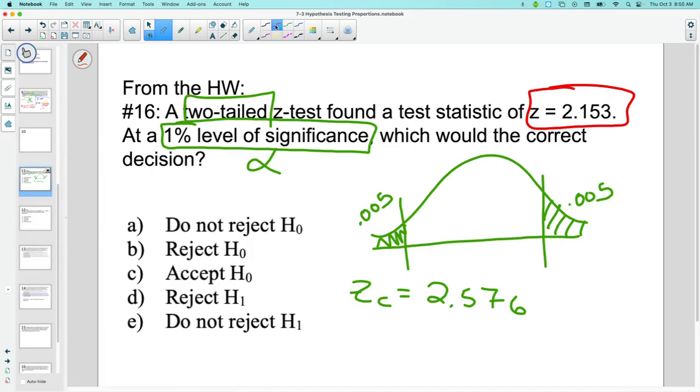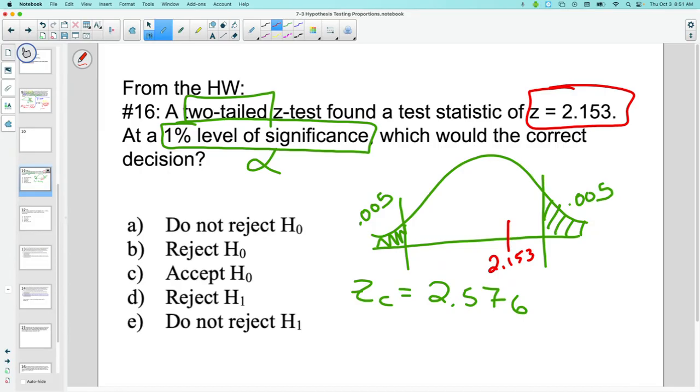So this is our test value, 2.153 compared to 2.576. If I'm going to put this somewhere, it's 2.153. Is it going to land in the green region or not? Not. It's going to be on this side, to the left, just a bit. I don't know exactly how much, but we got the idea. So what would we say on here? How would we phrase this?